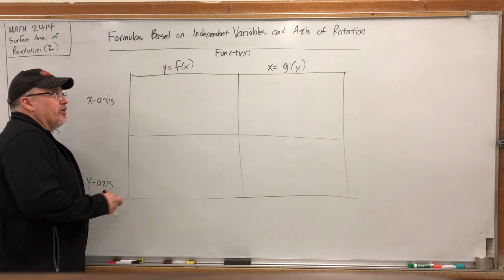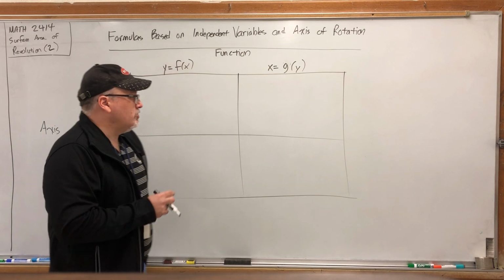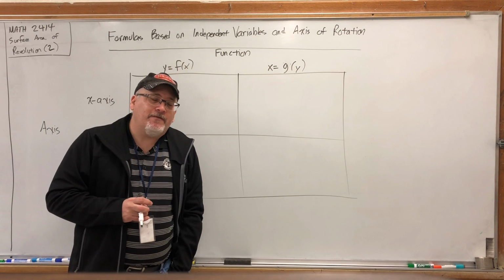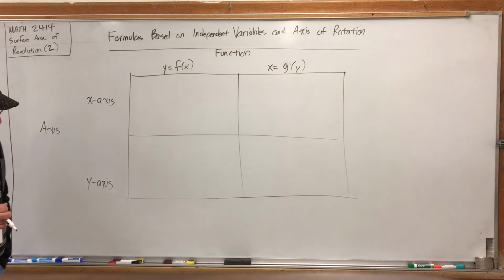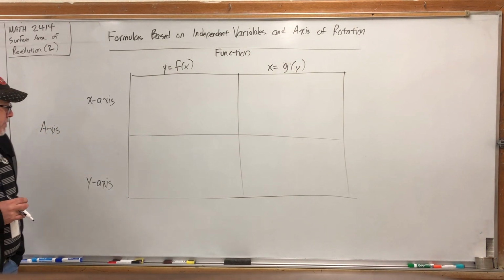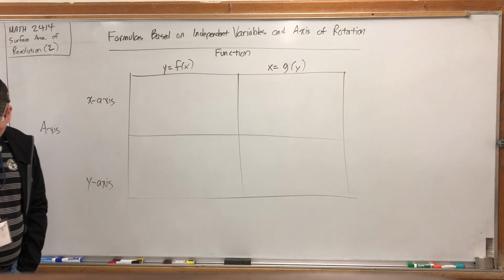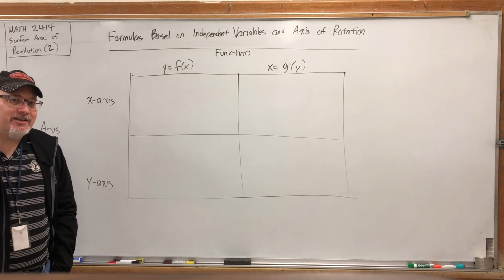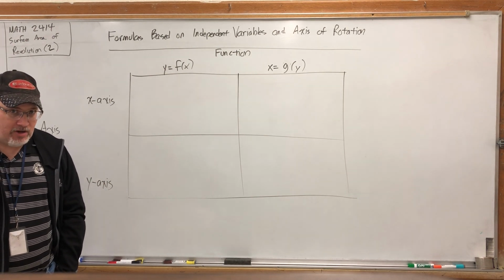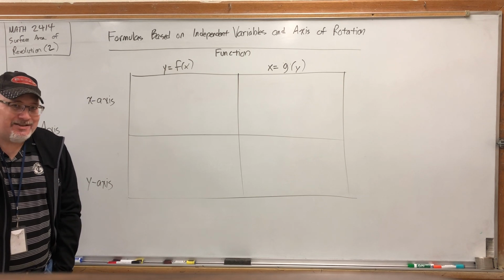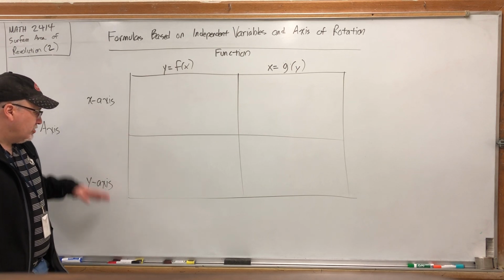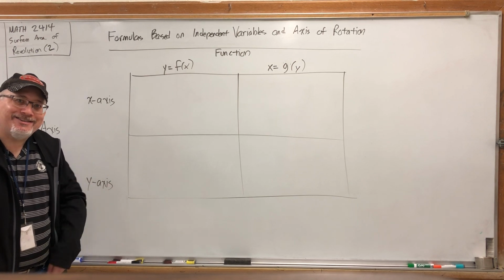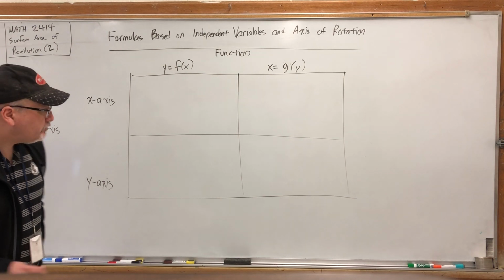Your function is either going to be y equals a function of x or x equals a function of y. And you can often manipulate from one to the other. And then your axis of rotation, for the sake of simplicity, is just going to be the x-axis or the y-axis. It is possible to extend this concept to rotating around other vertical lines and horizontal lines. You would simply translate the function left, right, up, or down so that the axis of rotation would land on the x-axis or y-axis and then proceed accordingly.